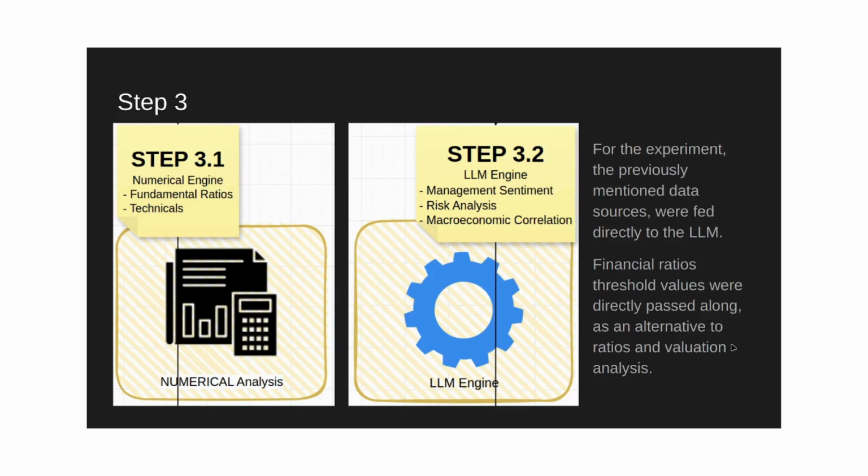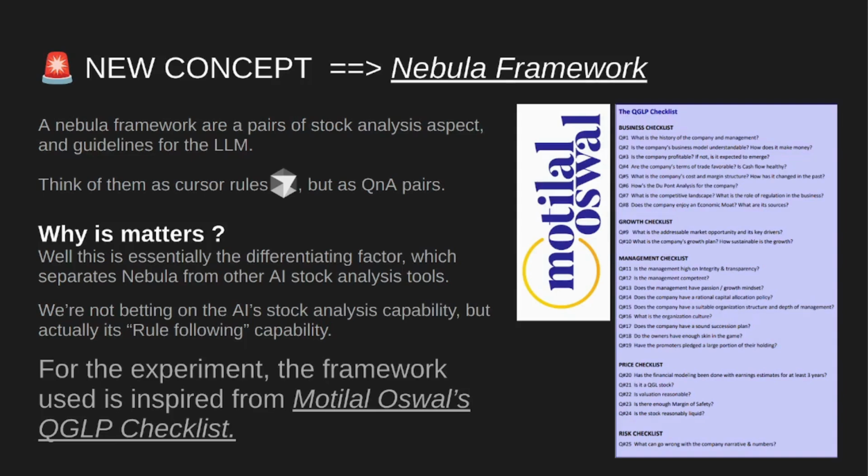Next, using the scraped numbers and the textual corpus, we perform a financial check and the LLM's analysis. For this experiment, however, we are sending all the data to the LLM along with specific thresholds for the financial check. The most important part of this LLM analysis, and Nebula as a whole, is something I call the Nebula framework. These are basically a set of rules, criteria and requirements that define our investment philosophy. It is what we want the LLM to look for in the data corpus.